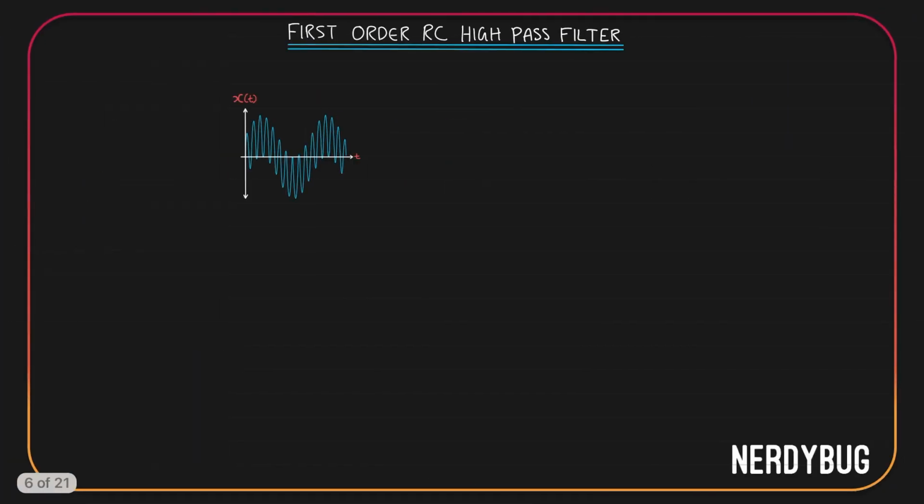For example, let me take this periodic signal x of t. We know all periodic signals are basically a sum of sinusoids. This particular periodic signal is actually the sum of a low frequency sinusoid and a high frequency sinusoid.